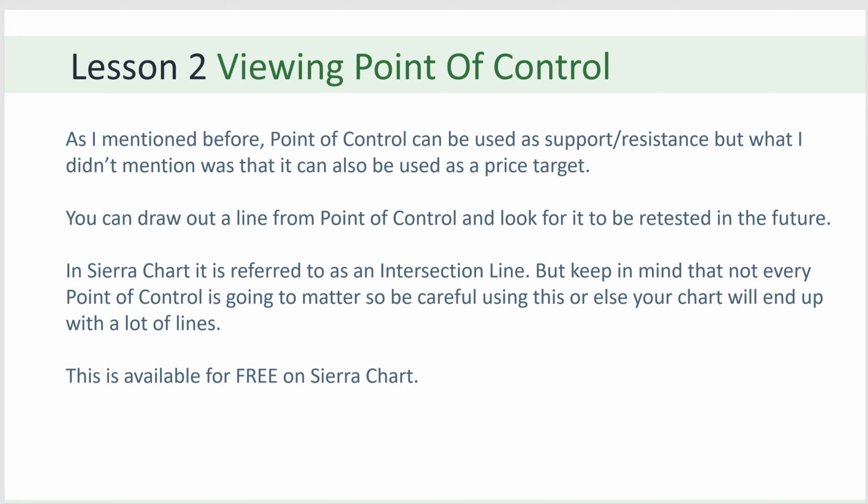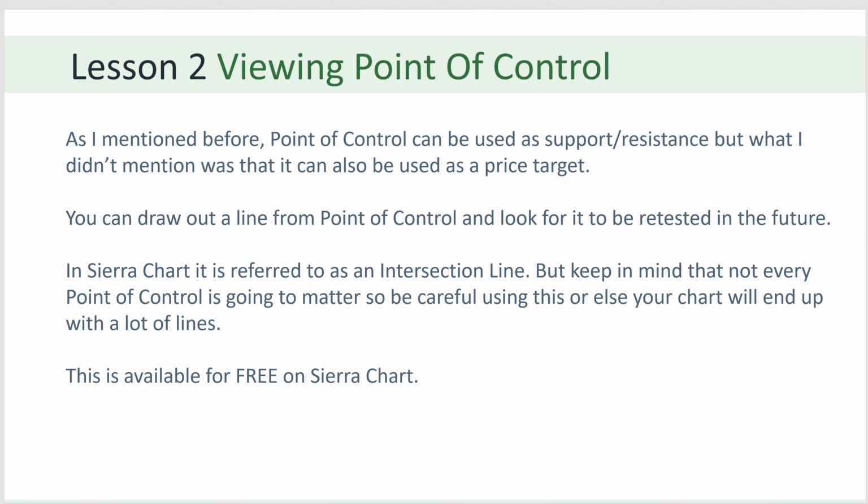Now, as I mentioned before, point of controls can be used as support and resistance. But what I didn't mention was that it can also be used as a price target. You can draw a line out from point of control and look for it to be retested in the future. Now, in Sierra Charts, it's referred to as an intersection line. Now, this is for people that use Sierra Charts.